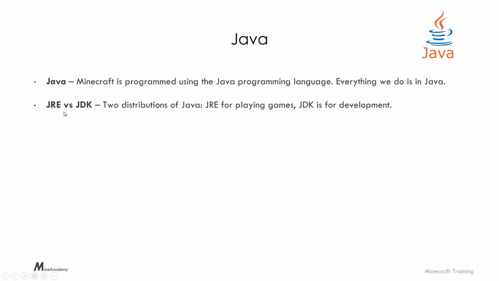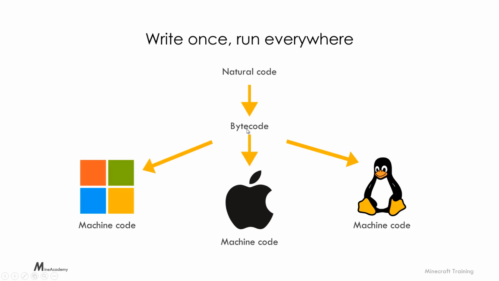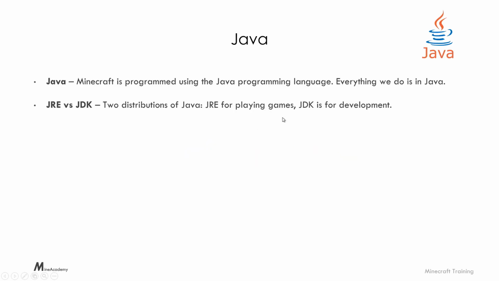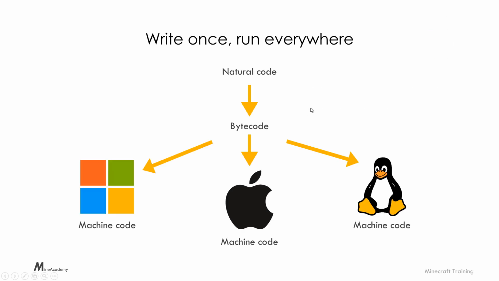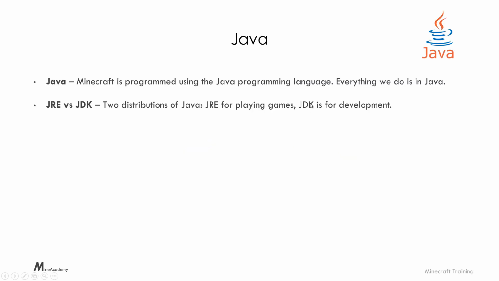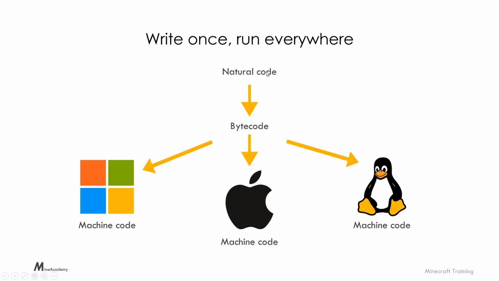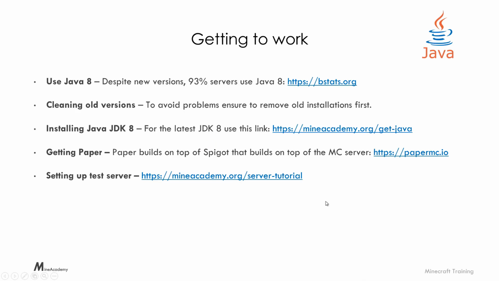So that is why there are 2 distributions of Java. The first one is JRE. This is for running the bytecode, the finished code. And the second, development kit, is for actually writing the natural code. And also, since it has the D for development, it can transform the natural code, it can compile it into bytecode. And that's the one we need. So getting to work, let's get our hands dirty and let's get things done here.